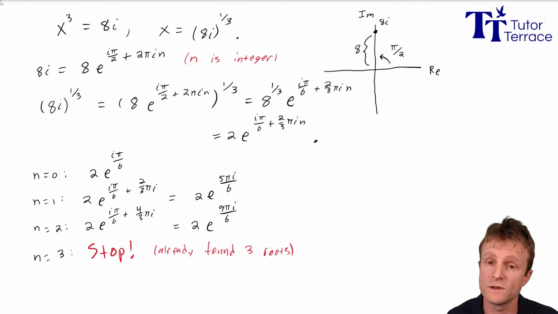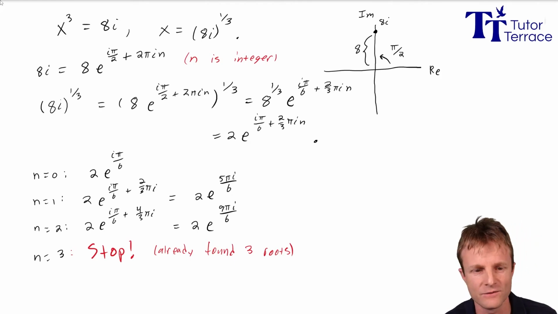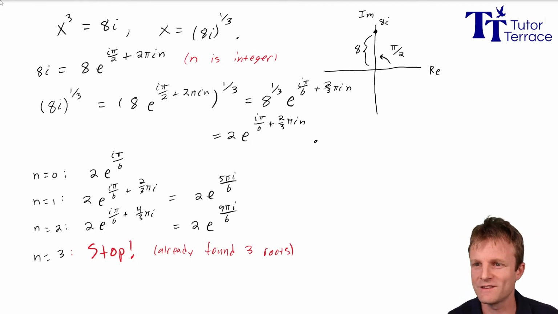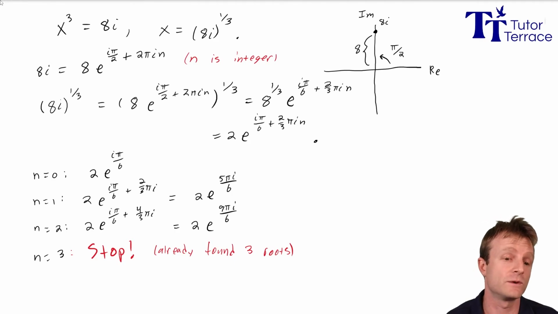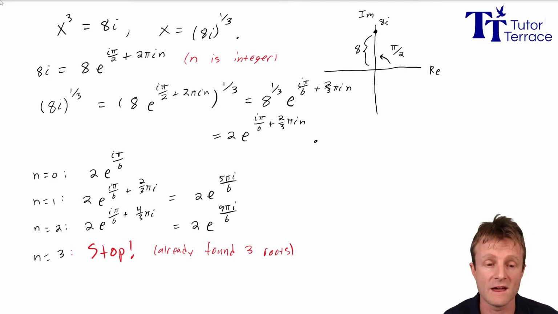We could continue and use this formula, and we would get 2e to the 13 pi i/6, which might look like a different number, but it's not. It's actually the same number as n equals 0 because of that 2 pi difference in the angle. But you don't need to know that. You can just realize you were doing cube roots and you found 3, and so you can stop. And that's it. We have the answer.